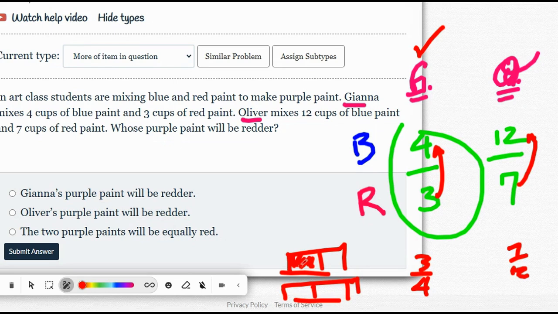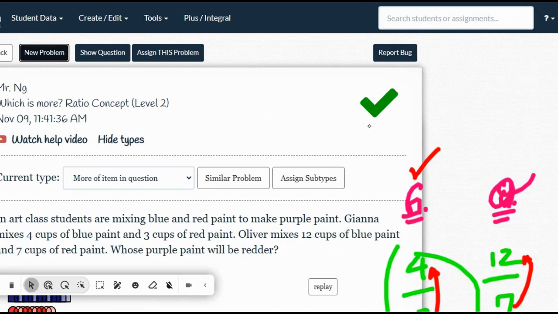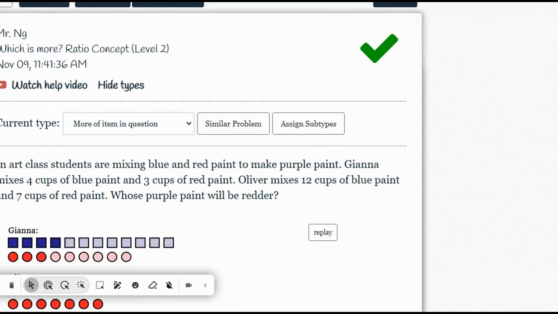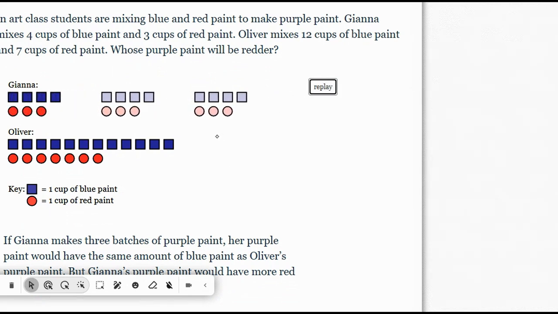I think you guys understand. I don't think I have to explain too much on this. So what was it? Gianna's purple paint will be more red. I hope I'm right. Oh, okay, and I'm right. Woo! I was a little worried there for a second. The explanation is fantastic, by the way. If you get a question wrong, watch this, let them replay it for you. It's like an animation. That's actually really nice.